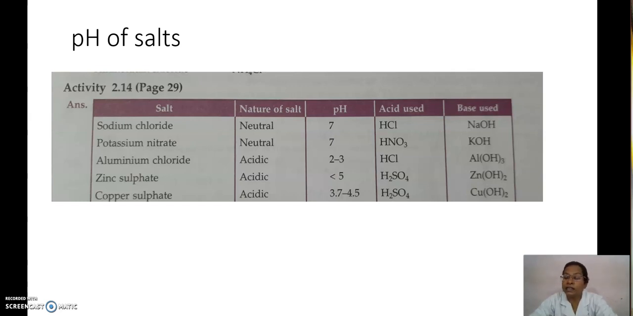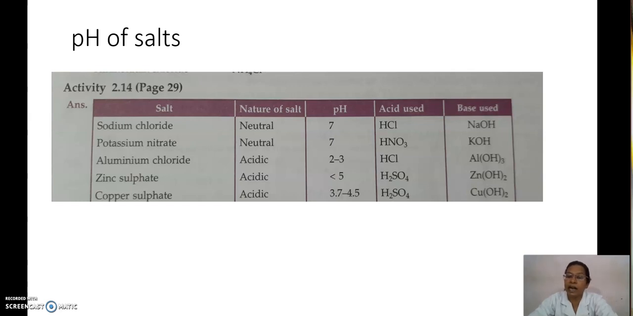So in all these examples we have seen that when a strong acid is combined with a strong base, the salt formed is neutral. Strong acid combined with a strong base, the product will be neutral. Then second case, strong acid combined with a weak base, then the product will be acidic.